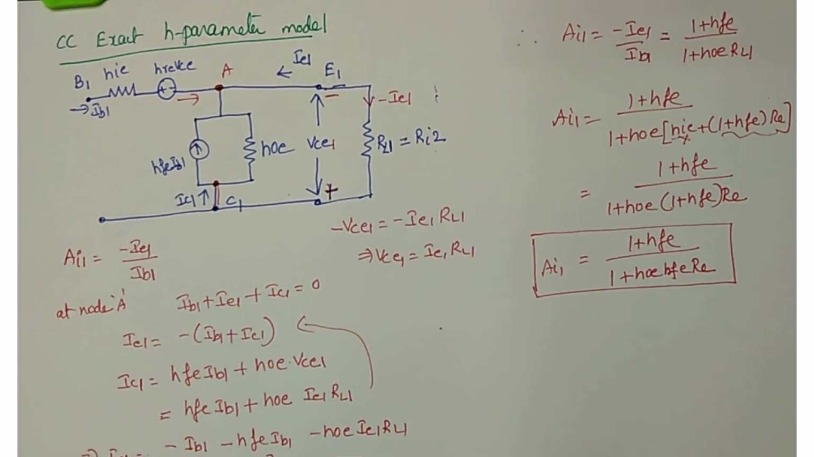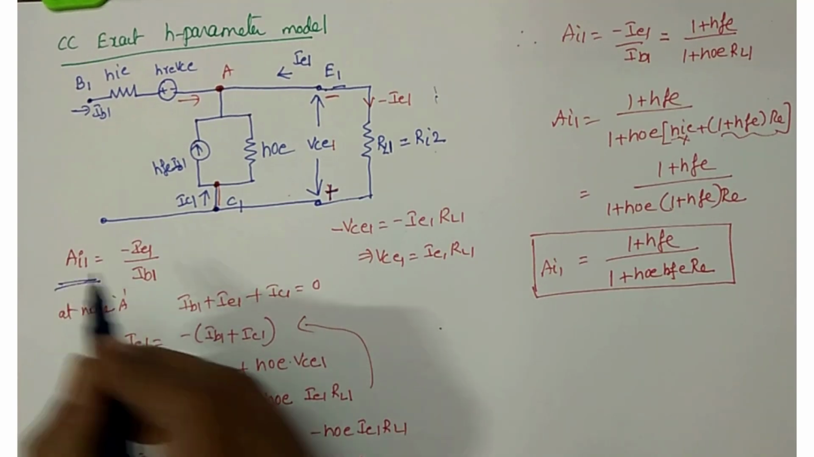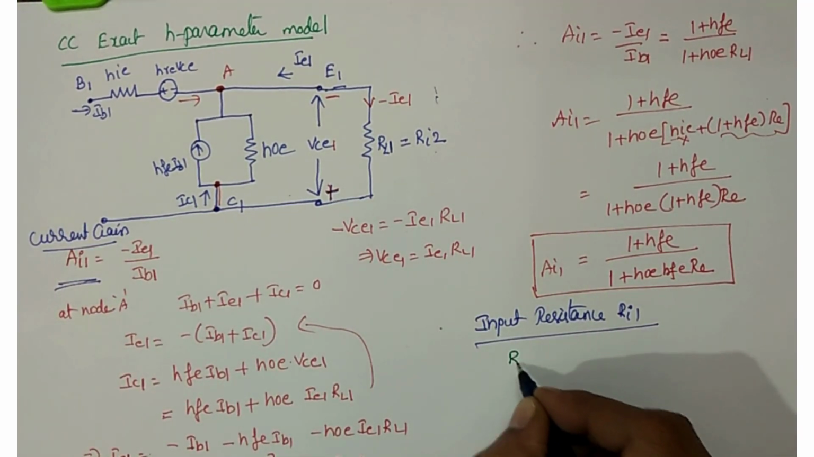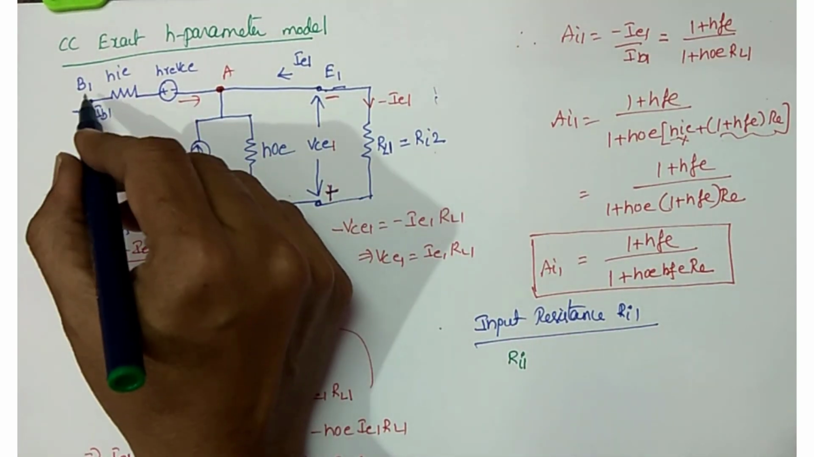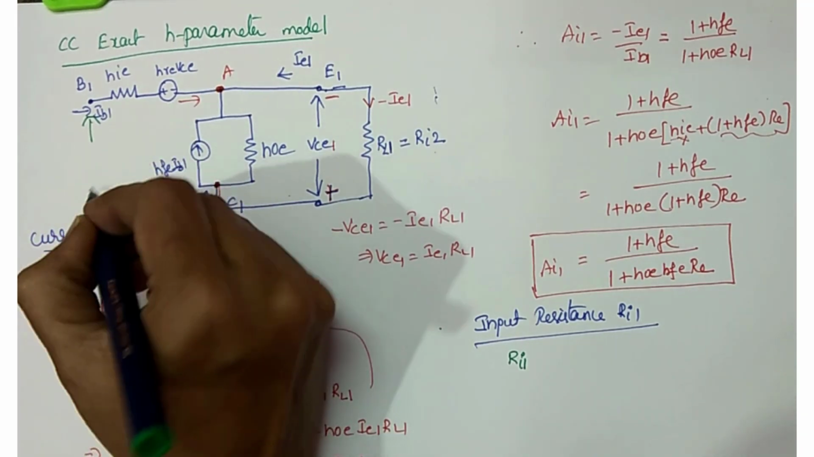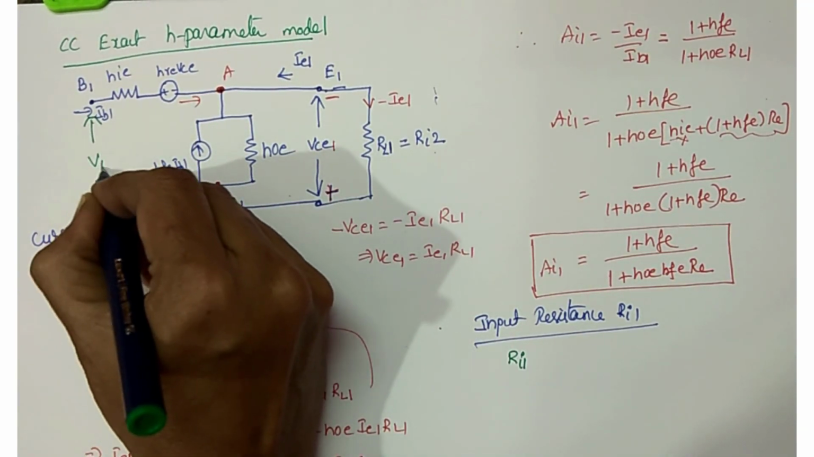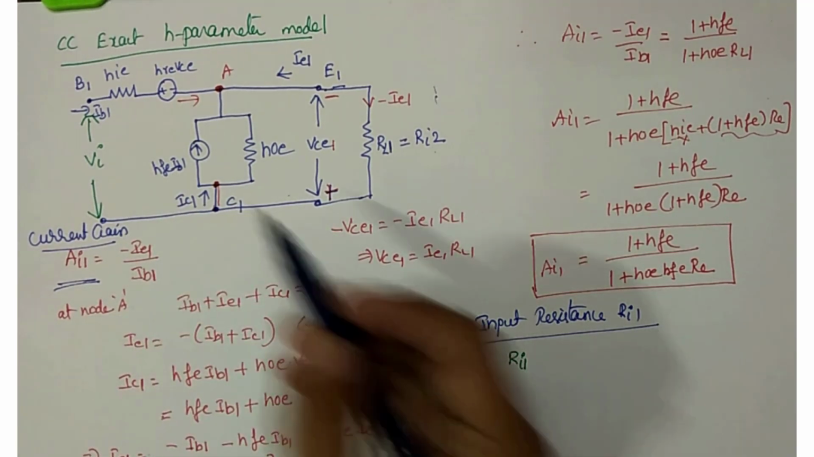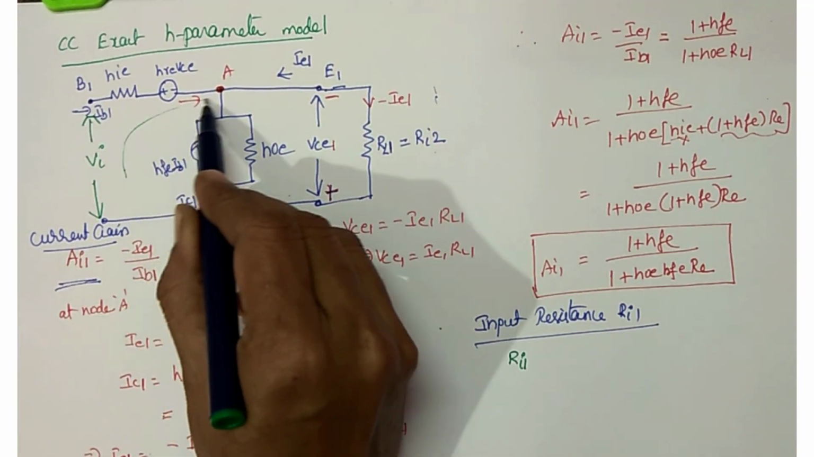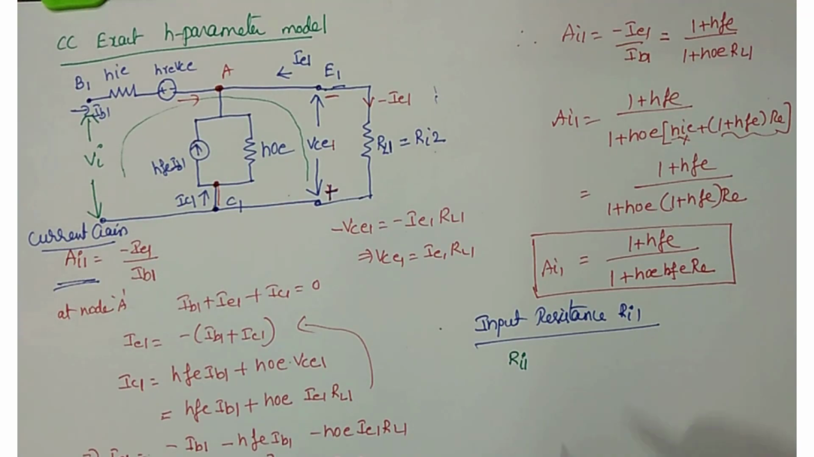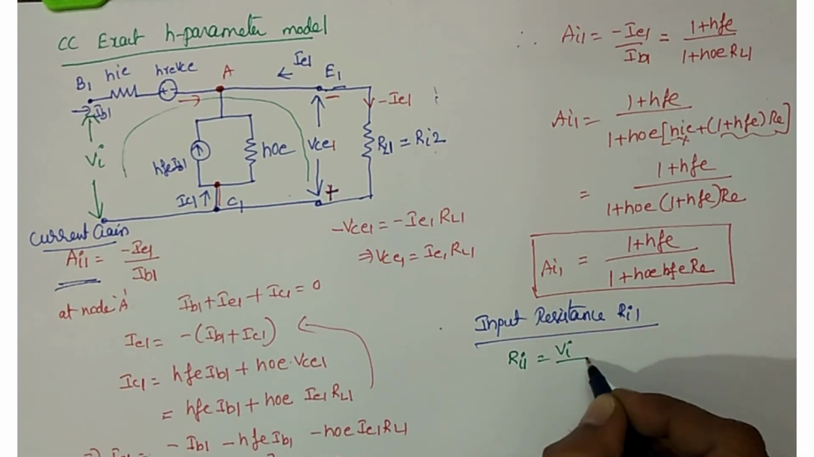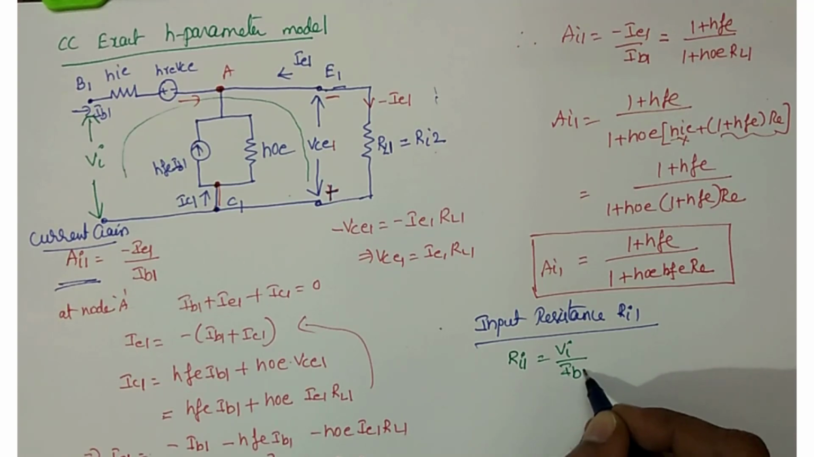Listen repeatedly. Now we'll move to the input resistance. So this is AI1 current gain. What is RI1? Input resistance means input voltage by input current. What is that input voltage? See this? Between B1 and this C1, you have the input voltage called VI. So now what is VI? See here. You have to apply the total KVL like this. Because this is the input voltage that gets given to the total circuit. So RI1 is VI by input current, IB1.